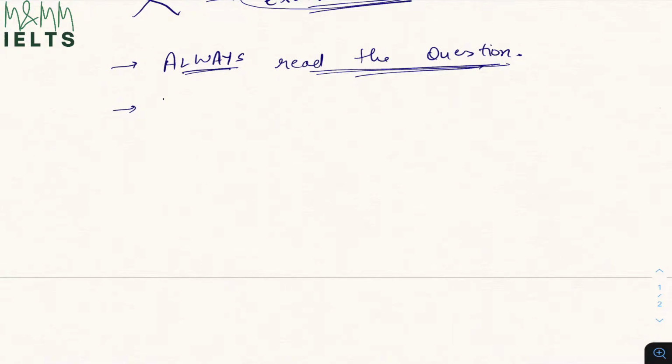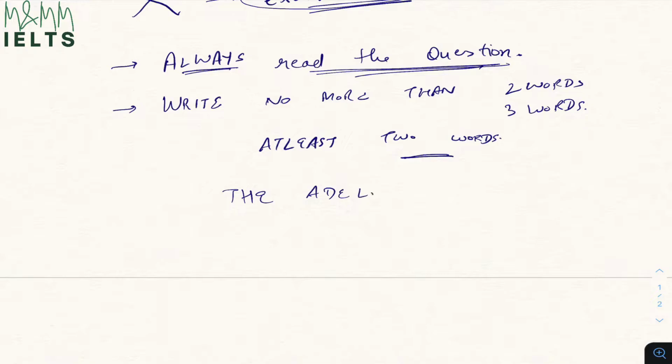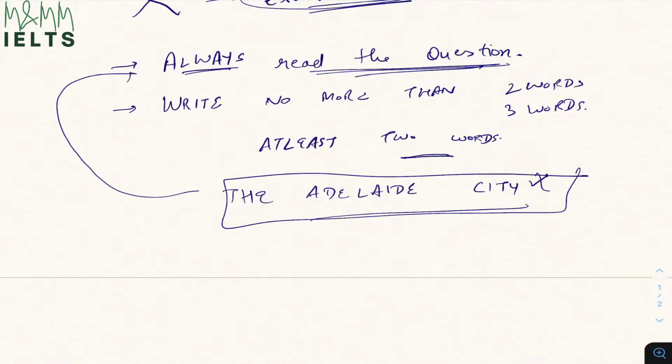The question will always say, write no more than, and it could be anything afterwards, no more than 2 words, no more than 3 words, or write at least 2 words, something like this. So you always go with what the question is asking you. Otherwise, you will not get anywhere. If it says write no more than 2 words, and you have written Adelaide city, even if the answer was correct, you will not get any marks for that because you did not satisfy the condition of the question.